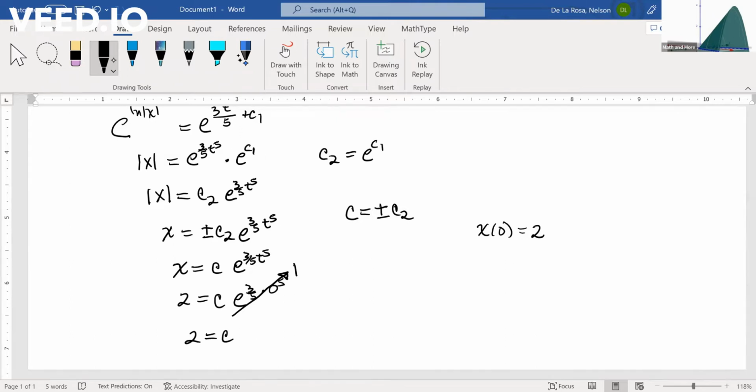So then we are in conditions to write the solution of our initial value problem, which is x of t equals 2 e to 3/5 t to the 5th. And this concludes the solution of the initial value problem.